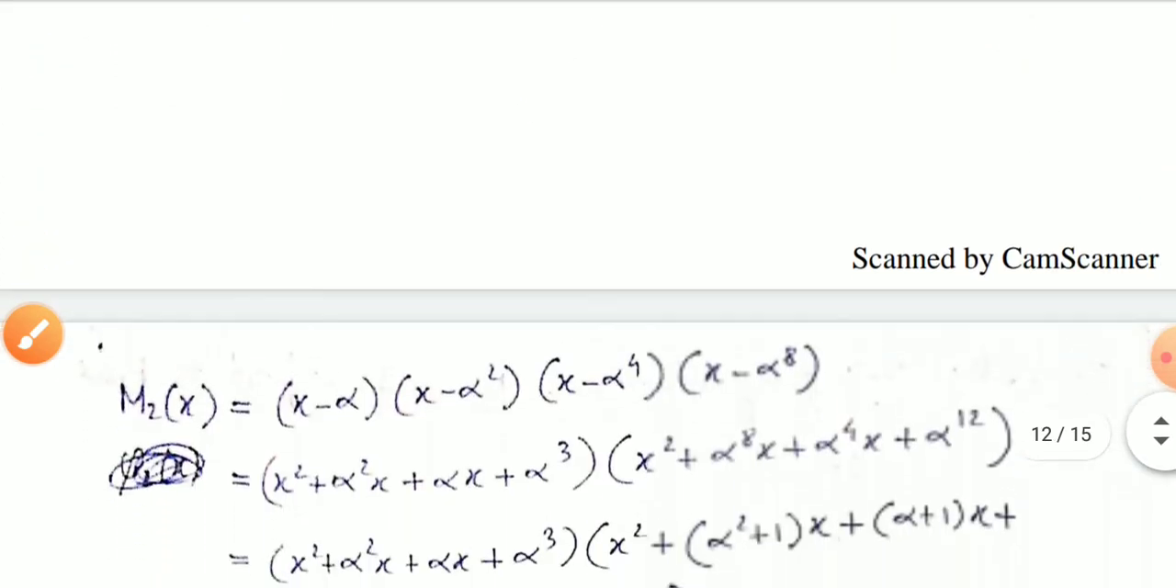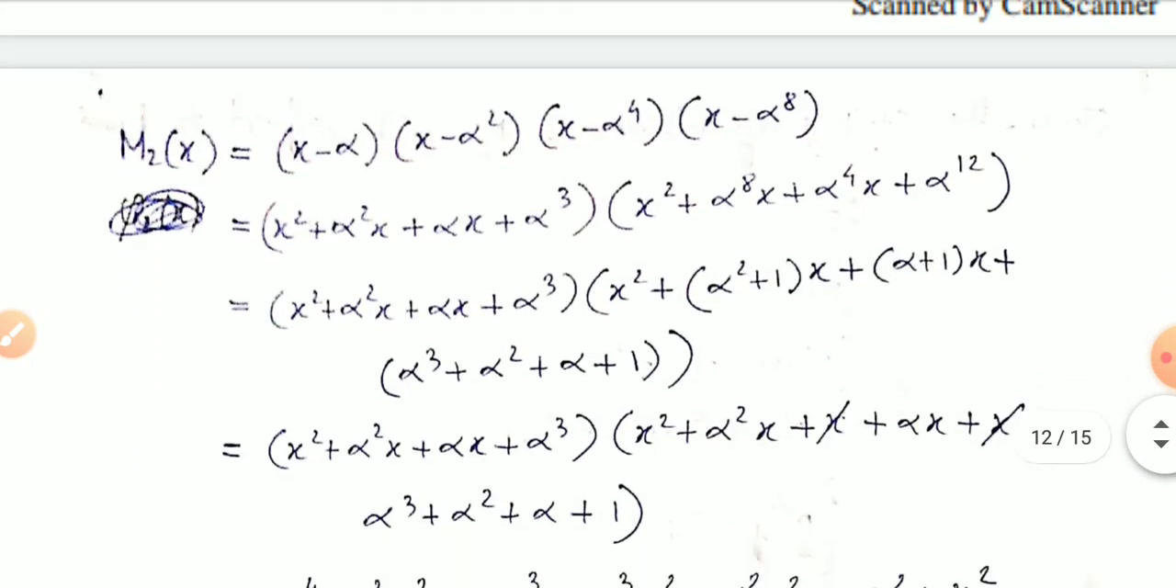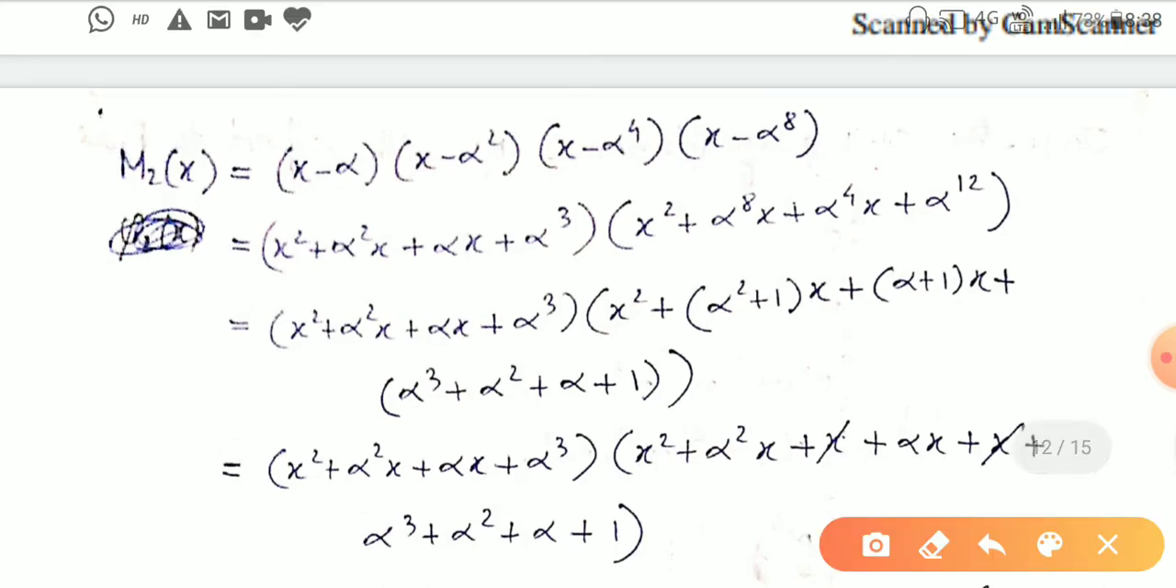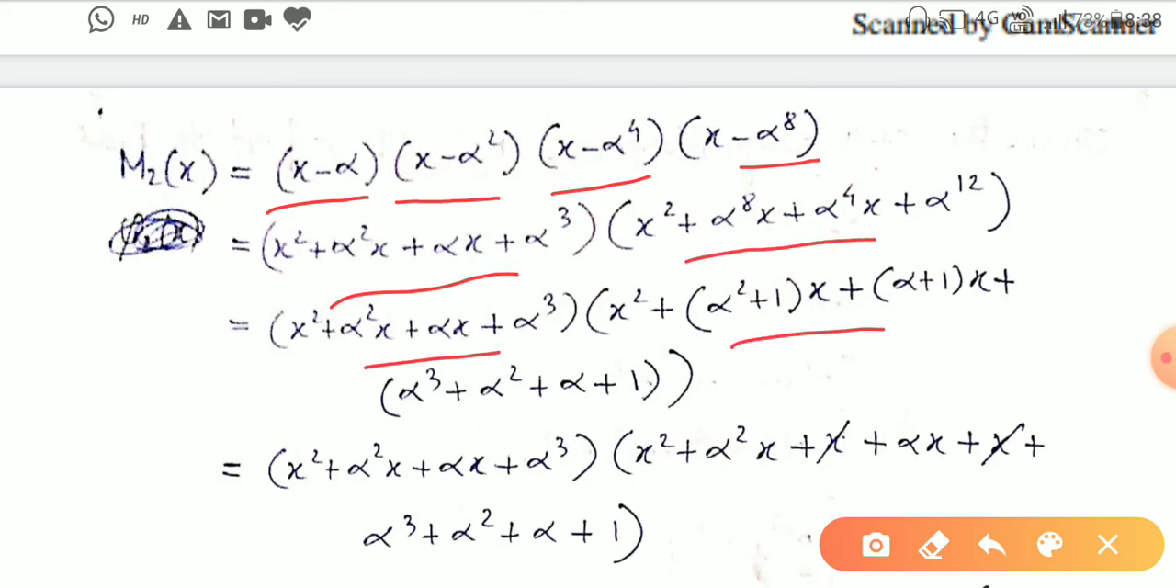Now for the M2, here the elements are alpha, alpha square, alpha 4, and alpha 8. So M2 will be written as (x minus alpha)(x minus alpha square), and so on. You just multiply the general way as you know. If you multiply these, then you have to do the addition process, and you have to remember that you have to do the mod 2 operation.